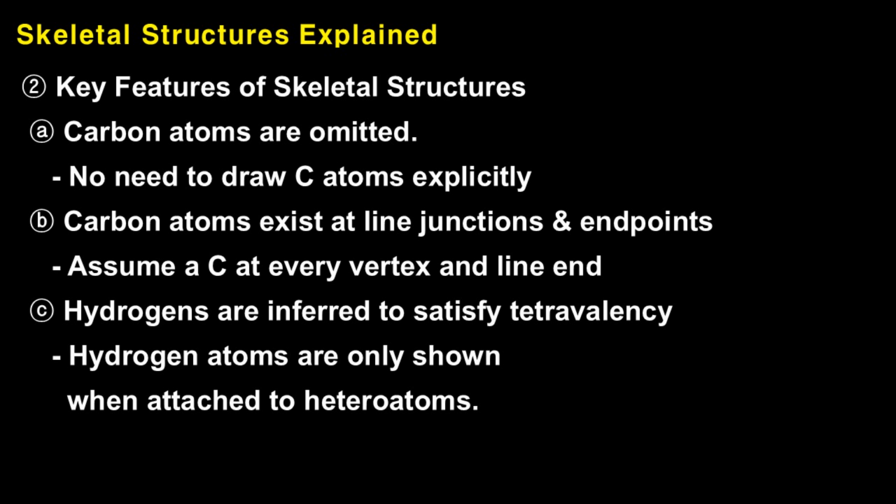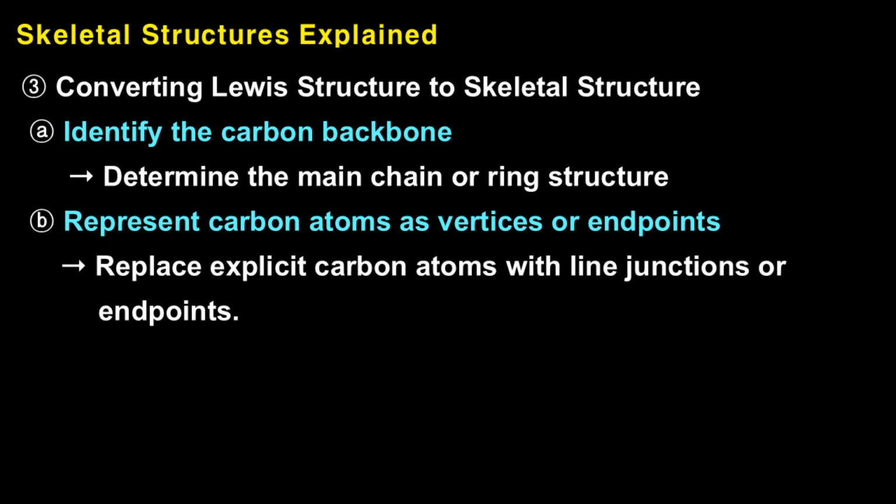One key feature of skeletal structures is that carbon atoms aren't actually drawn. Instead, we assume that there's a carbon atom at every line junction and every endpoint. And because carbon always forms 4 bonds, we also leave out the hydrogen atoms that are attached to it. They're just understood automatically. The only time we actually draw hydrogen atoms is when they're bonded to heteroatoms, like oxygen, nitrogen, or halogens.